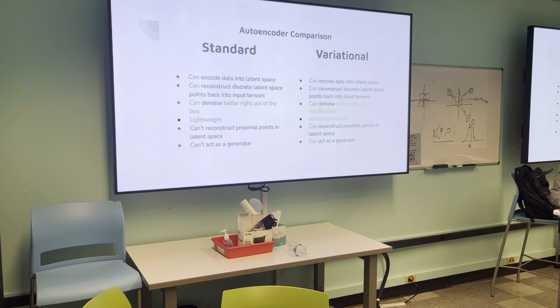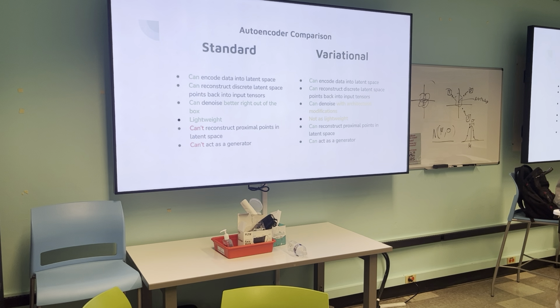So, a standard and a variational autoencoder can both encode into latent space. They can both reconstruct from the latent space. Standard ones can denoise better right out of the box. I've found through my experience that variational autoencoders can be kind of unstable. I found that standard autoencoders are more stable, can be trained quicker, and are more lightweight because you don't have to deal with all the reparameterization stuff. It's also way easier to implement a standard autoencoder over a variational one. You cannot reconstruct proximal points in space with a standard autoencoder, and you can't get the standard autoencoder to generate stuff. It's just not meant to be.